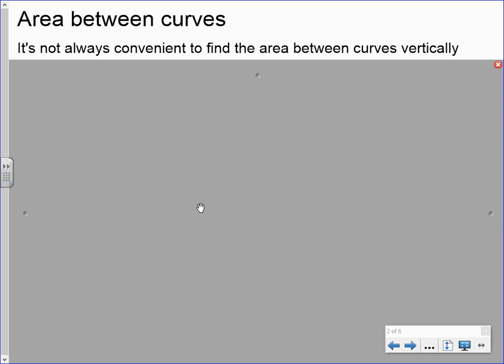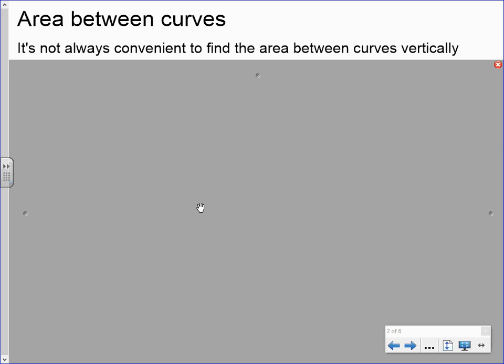Okay, it is not always convenient to find the area between curves vertically. We saw an example of that yesterday, didn't we? At the very end of class, that example that we did, we had to do what with our area? We had to separate it because the function on the bottom changed. Okay?